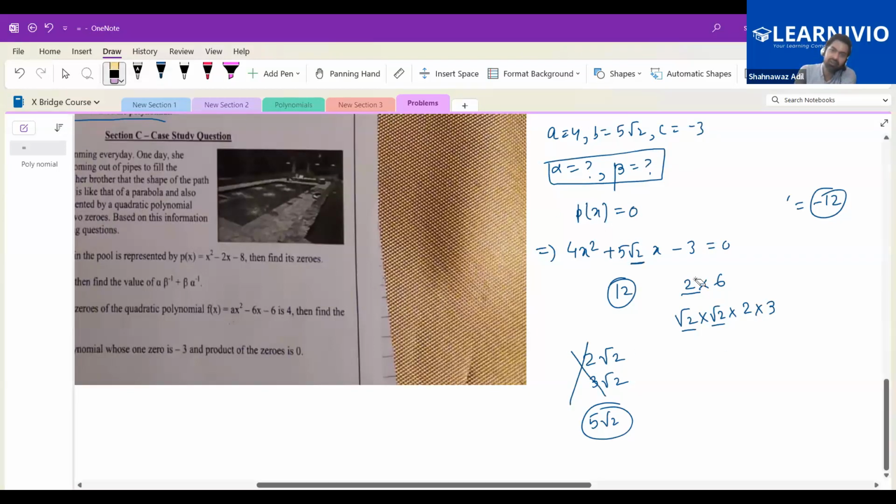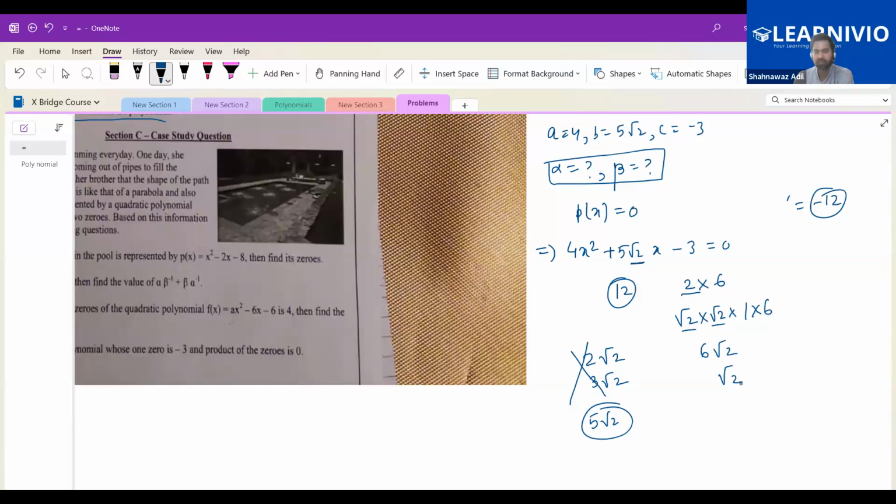Now I can also have 1 into 6, right? 2 into 6, I can write 2 as root 2 root 2, and 6 as 1 into 6. So one would be 6 root 2, the other one would be root 2. If I take 6 root 2 and minus root 2 and add these two, I will get 5 root 2. If I multiply these two, I will get minus 12. So what should be the correct combination? 6 root 2 and minus root 2. Yeah, so this is the correct combination.